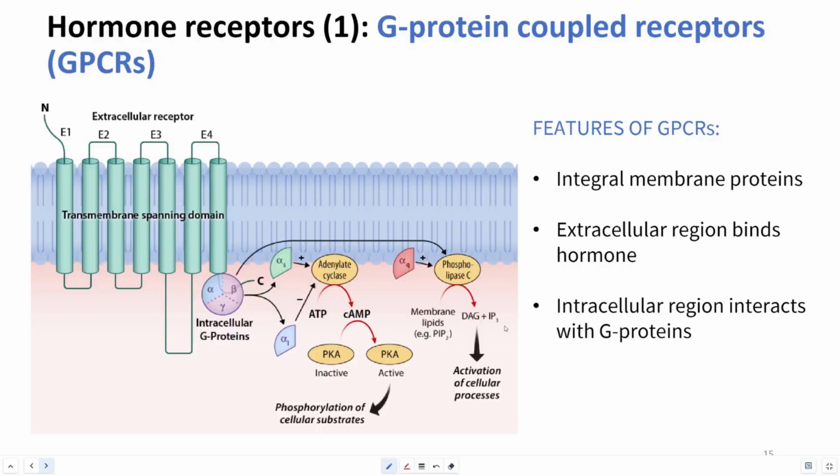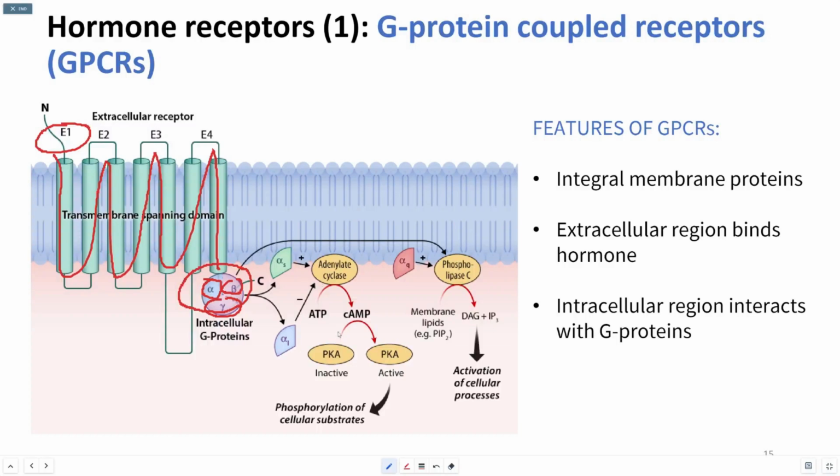The features of GPCRs include that they are integral membrane proteins that span both sides. They have many domains, E1, E2, E3, E4. On the extracellular side, there is a site that binds the hormone, and on the intracellular side, there is a region that activates and interacts with the G protein. G proteins always have three parts: alpha, beta, and gamma intracellular components. Once the G protein is activated, typically the alpha subunit breaks off and activates some effector enzyme that will turn on the second messenger.